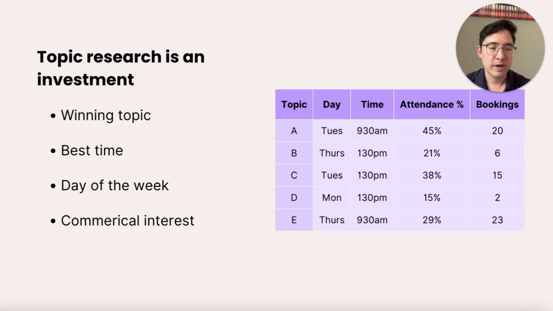Even though you can find generalized benchmarks on Google that say it's great to hold it at say 9:30 a.m., for your particular market, people might respond differently. So keep that in mind. Then you're also going to look for commercial interest. Even if you have a popular topic that gets a big attendance rate, you might find that not many people actually book sales calls with you or your team or buy your course out of the back of that topic. You might have another topic which is less popular, but more people actually buy on the back end. So that's something to check out as well.